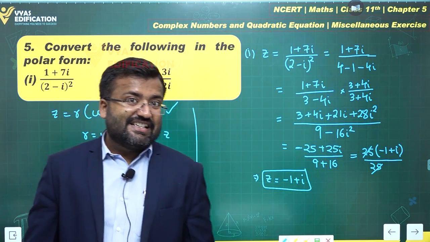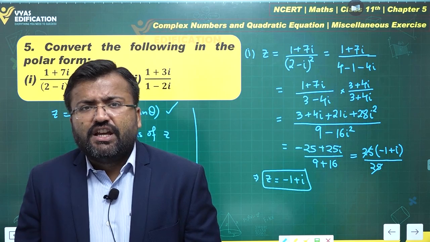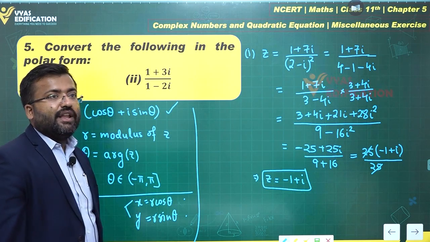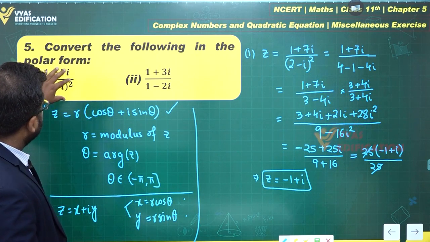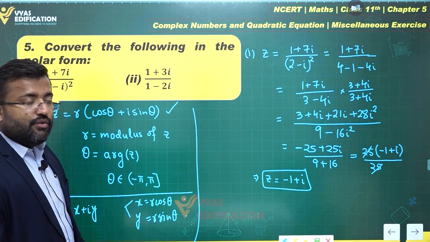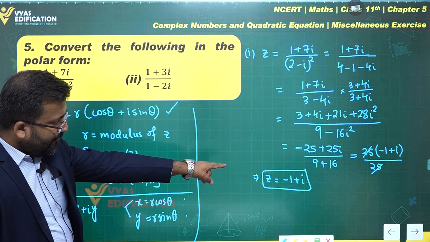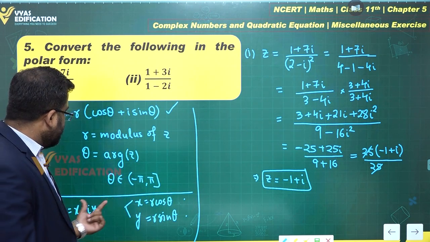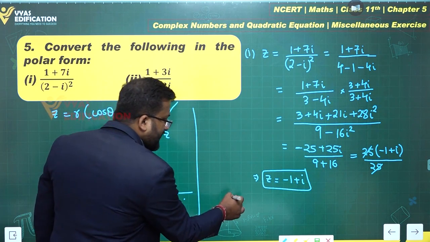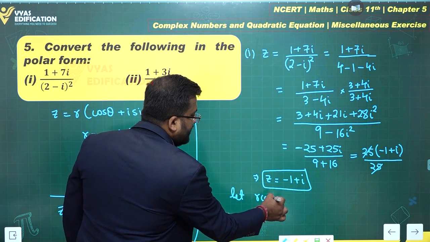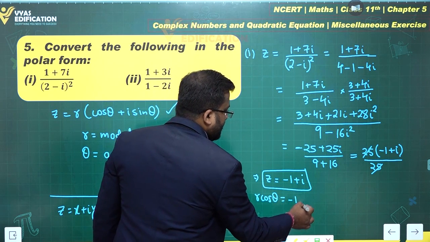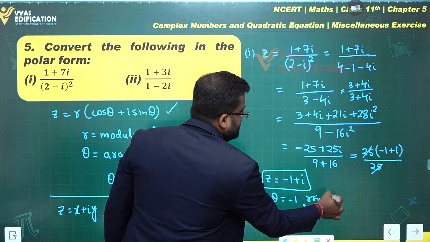Now, that's the first stage that we reach on simplification. Once we have reached this stage of simplification of z, we'll have to convert this simplified z into the polar form. How do we do that? Here, minus 1 plus i is the complex number in the Cartesian form. Now x is equal to r cos theta, y is equal to r sin theta. So let r cos theta be equal to x. x is minus 1, you can clearly observe over there. This is the real part, and r sin theta is equal to 1.